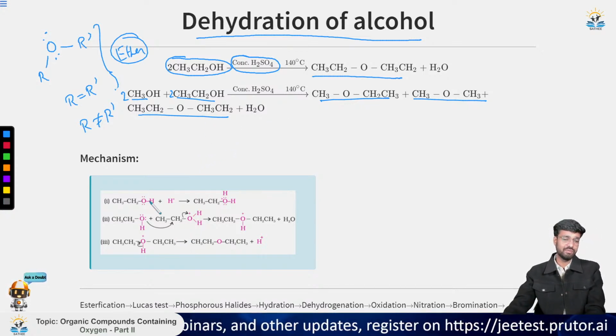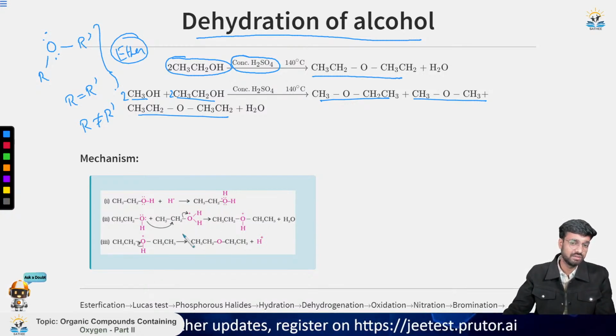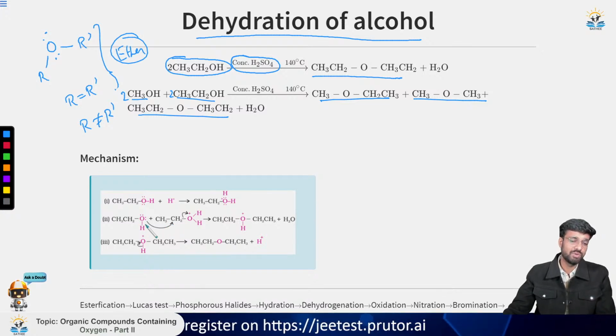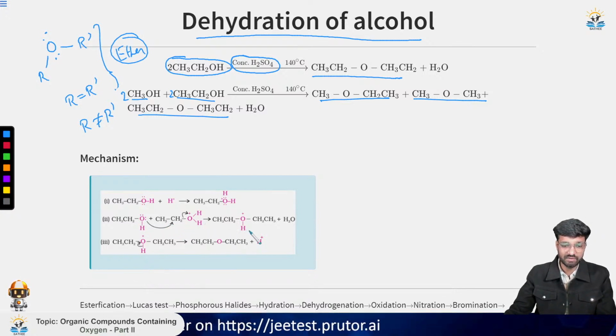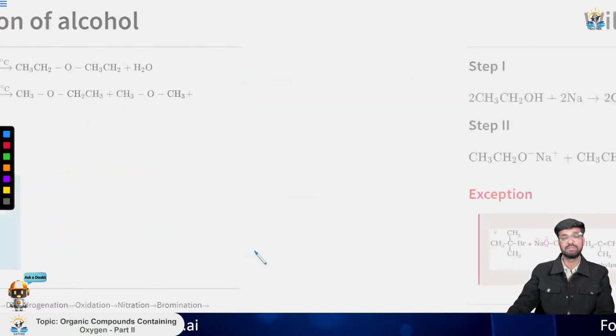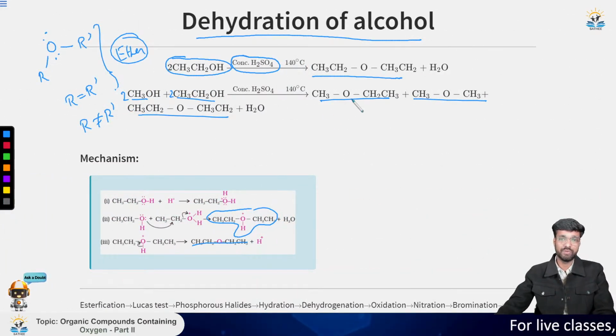Now how will it happen? First of all, it will start with the protonation of this alcohol, that is this one. Now in the next step, another alcohol molecule will attack here, and it will give us this kind of intermediate. At last there is a deprotonation of this oxygen, and we get back our ether. So this was the dehydration of alcohol to prepare ether.